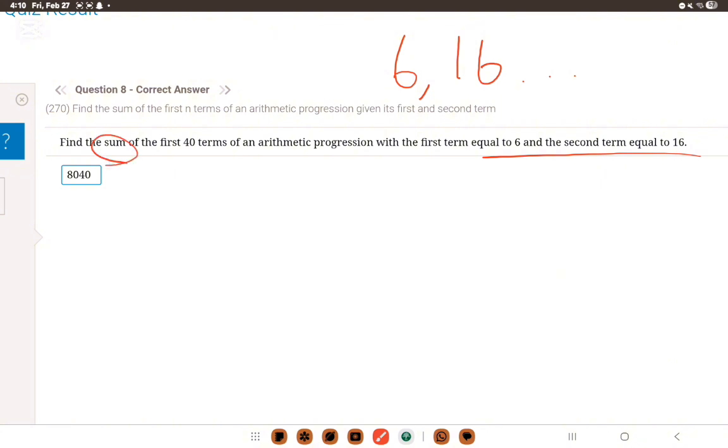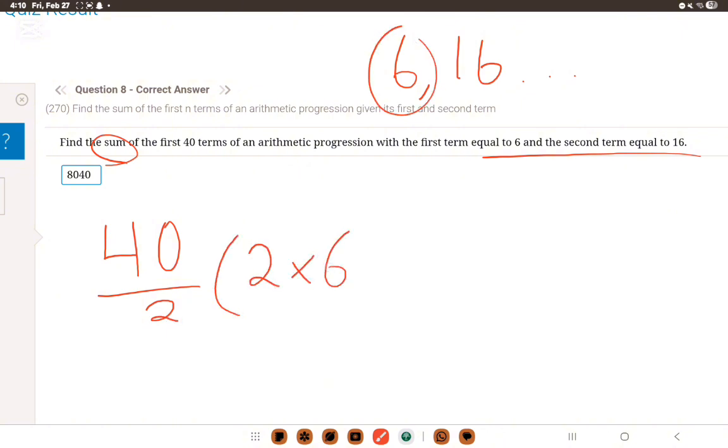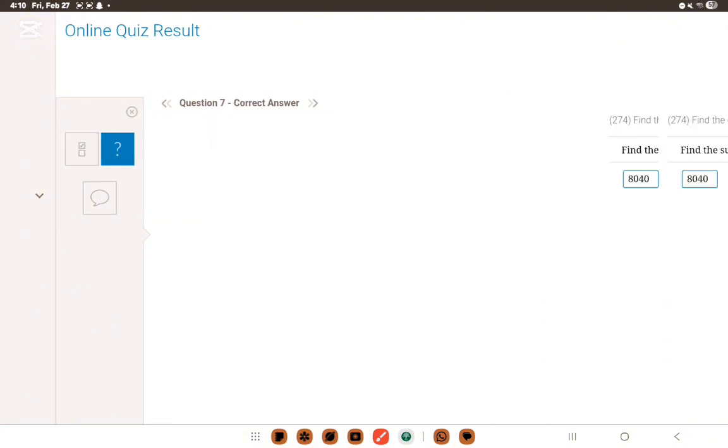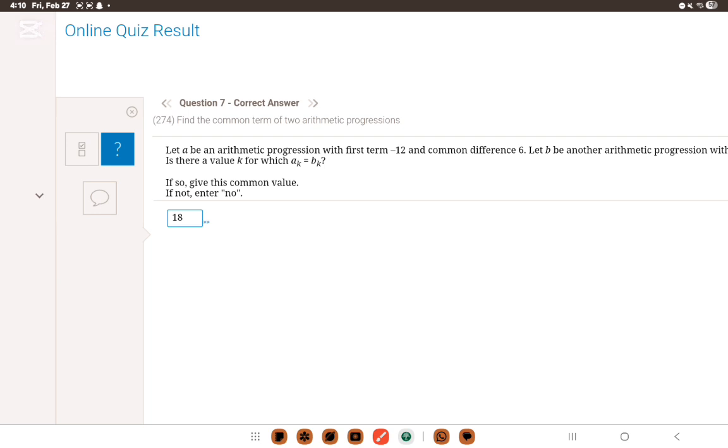We want to find the sum. We have everything we need, so we do the sum formula immediately. We're going to do 40 over 2 multiplied by 2 times 6 plus n minus 1, n is 40, minus 1 multiplied by d, which is 10. So 40 over 2 multiplied by 2 times 6 plus 39 times 10, you get 8040, sorry. That's it. This is really easy.